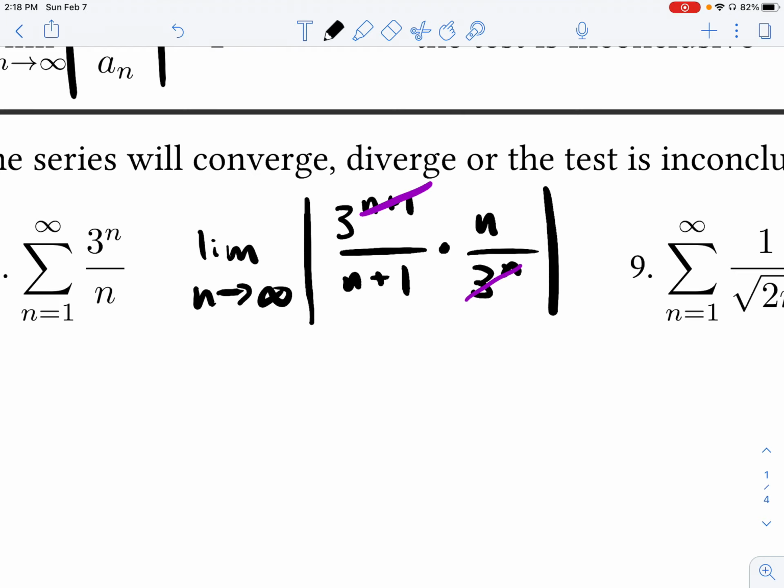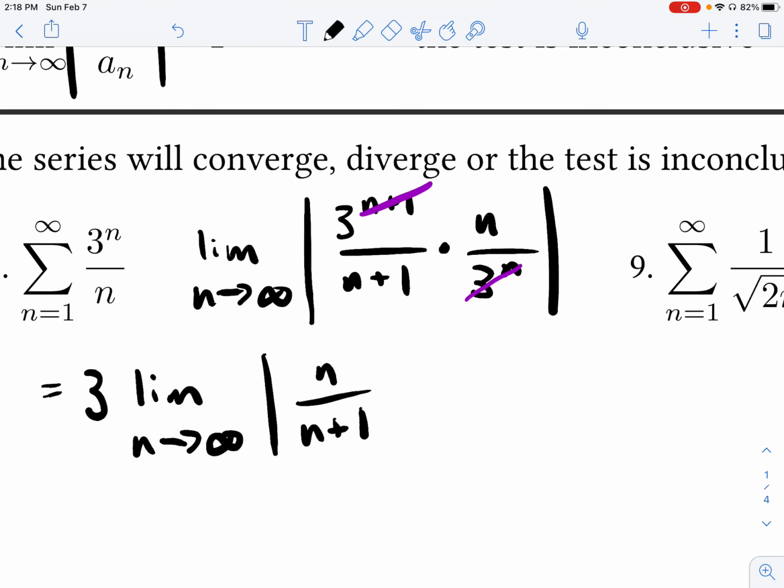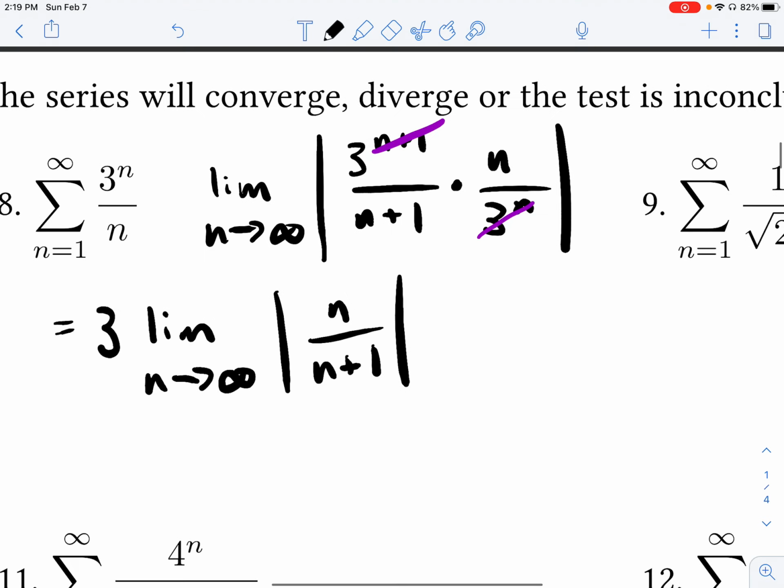Us taking the limit as n approaches infinity will not impact that 3 in any way. So I'm just going to rewrite that as 3 times the limit as n approaches infinity of the absolute value of n over n plus 1. And for those of you who are curious about the absolute value here, I know that since my lower index is 1, I don't really have to worry about the absolute value. All of my n terms here are going to be positive. So if we disregarded the absolute value here, we'd be fine. But again, to be safe, leave that in there.